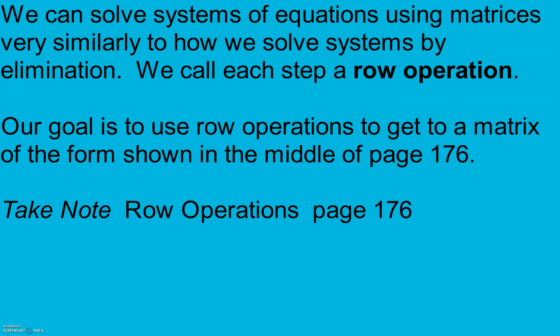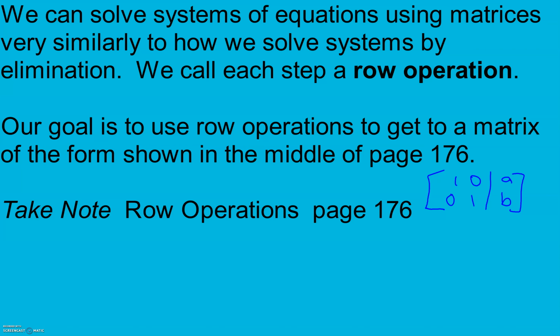We can solve systems of equations using matrices very similarly to how we solve systems with elimination. We call each step a row operation because we're doing something to a row in order to get to the next one. Our goal is to use row operations to get a matrix of the form shown in the middle of page 176. Here our goal is to get our identity matrix 1, 0, number, 0, 1, number.